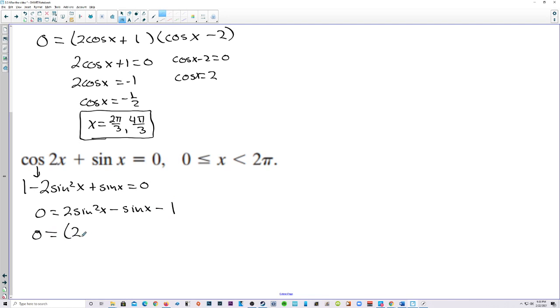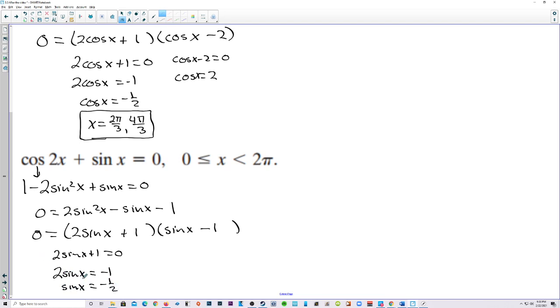And we can factor 2 sine of x and sine of x. And we need to get a negative 1. So how about a minus 1 over here, plus 1, that's negative 2, and positive 1, that's a negative 1. Now we want 2 sine of x plus 1 equal to 0. 2 sine of x is equal to negative 1. Sine of x is negative 1/2.